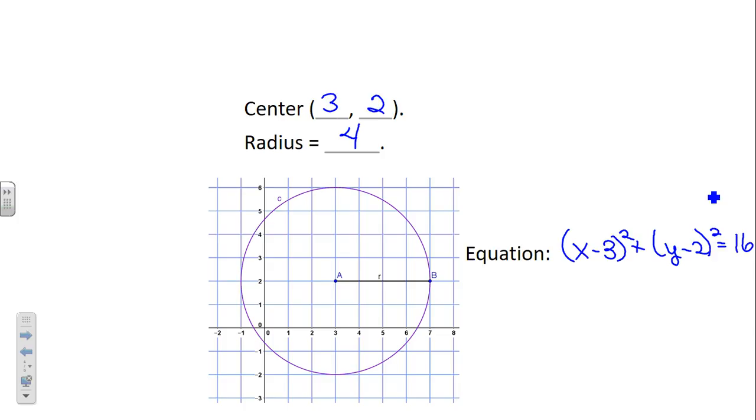Okay? Why is it not y plus 2, and why is it not x plus 3? Okay, great question. Let's go take a peek.